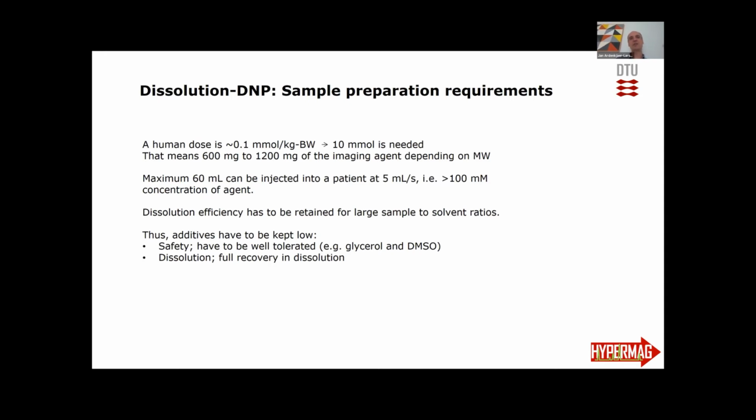And with DNP, we have other constraints, that we also need to formulate it in a way that we can add the radical, and that we have a good glass, and it stays amorphous as we freeze it in the polarizer and do the DNP. And therefore, we need additives of some kind that are also biologically acceptable.